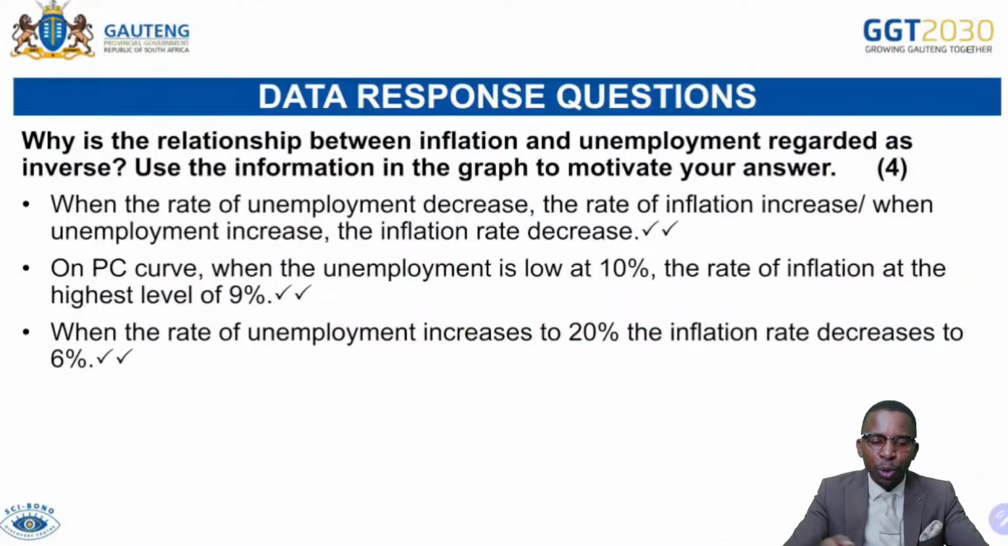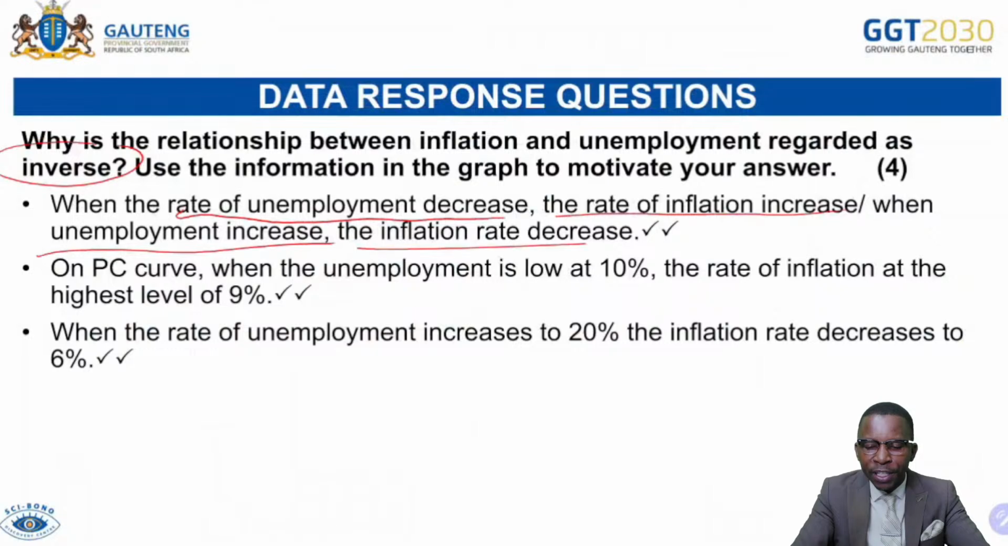Why is the relationship between inflation and unemployment regarded as inverse using the information on the graph? So when the rate of unemployment decreases, the rate of inflation increases. When unemployment increases, inflation decreases.